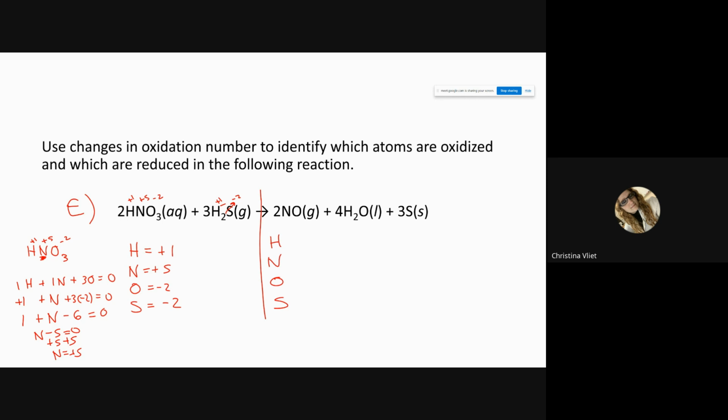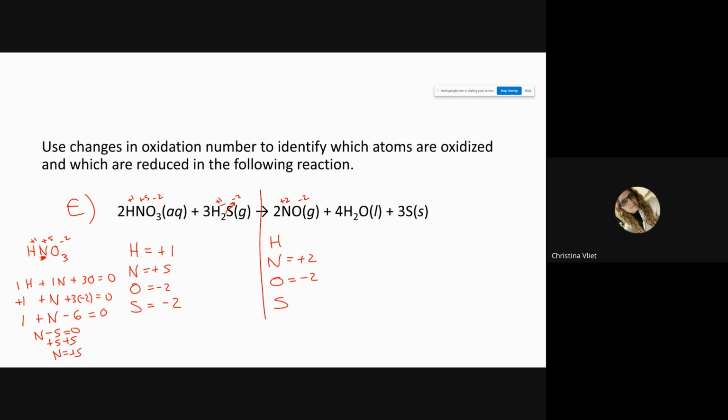Can I figure out my oxidation numbers for each element here? What would be my oxidation number for both of the elements in NO? What would I figure out? Oxygen would be -2, which means nitrogen has to be +2. So you have this is +2 and this is -2. So far so good?